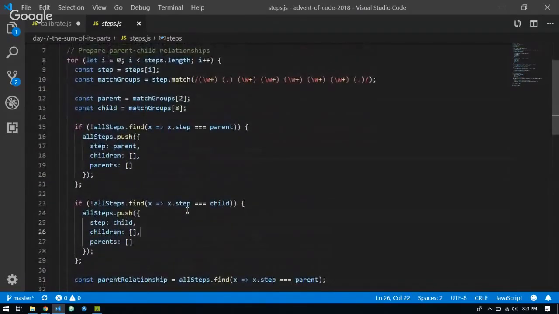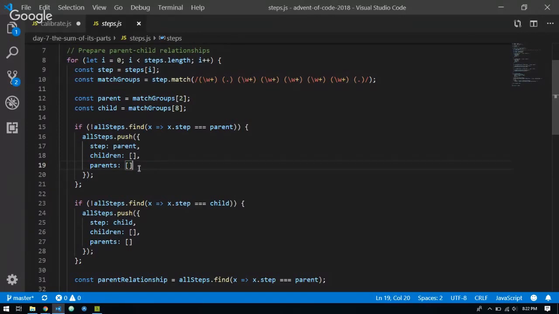Oh, okay. So I think what I did here is, as I'm preparing, keeping track of who goes before who, which parents have to go before which child, I kept track of this by denoting which step it is, whether it's the parent or the child, and then adding whether or not it has children and whether or not it has parents.